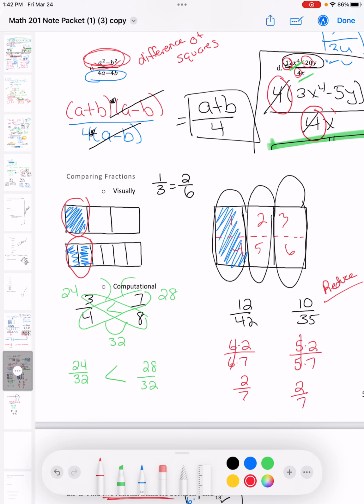Maybe not, it might not be the easiest, but if you did reduce it down, you then might find a smaller common denominator or something to make it a little bit easier. So if I reduce these down, I can see that they're actually equal, even though it didn't look like it at the beginning. So 12 over 42 is equal to 10 over 35.